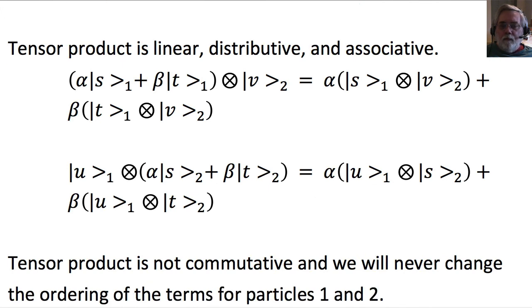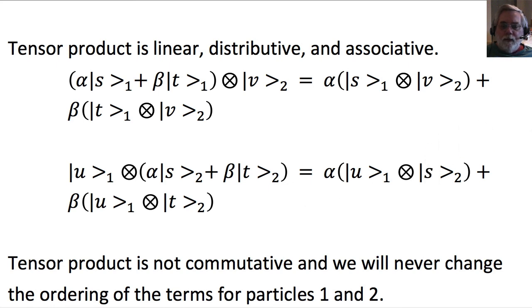Tensor product is linear, distributive, and associative. If we have a ket alpha ket S for particle 1 plus beta ket T for particle 1, tensor product with ket V for particle 2, that is the same as alpha times ket S for particle 1 tensor product ket V for particle 2 plus beta ket T for particle 1 tensor product ket V for particle 2. And similarly, if we have a linear combination for particle 2.